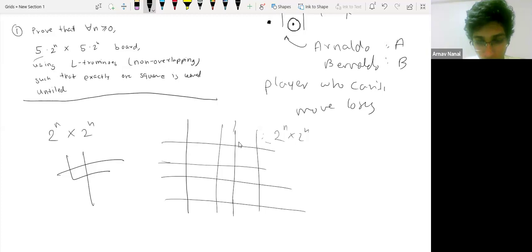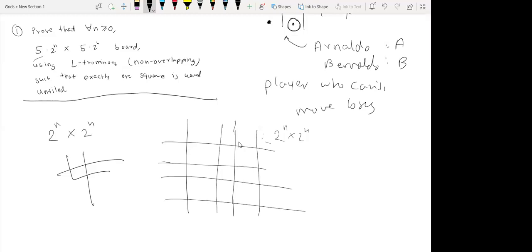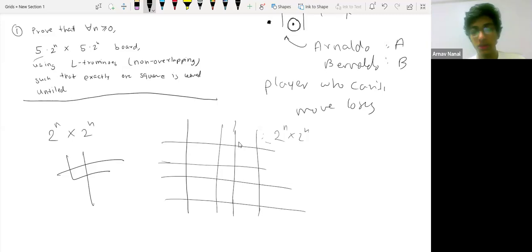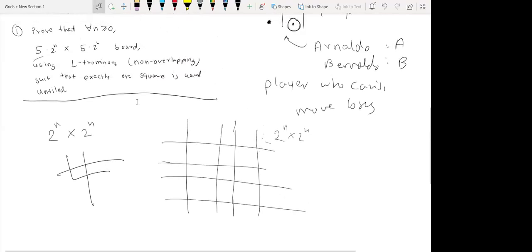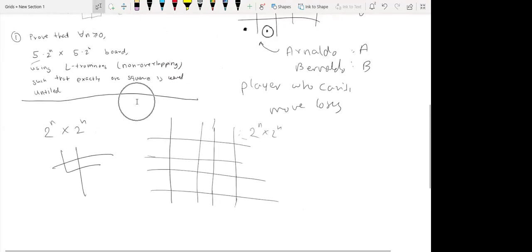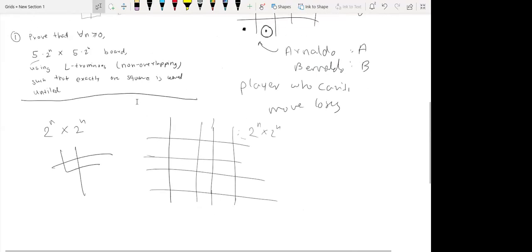So now what can you say about this? I mean, okay, you can proceed with this argument also, fair enough. I have a better argument. Can I tell that? Yes, sure. Go on. The board is 5 times 2 to the power n. So the total number of squares will be 5 squared times 2 to the power 2n.